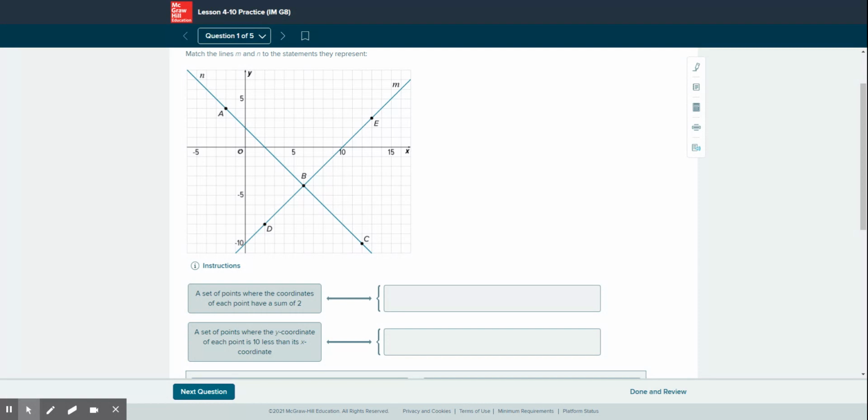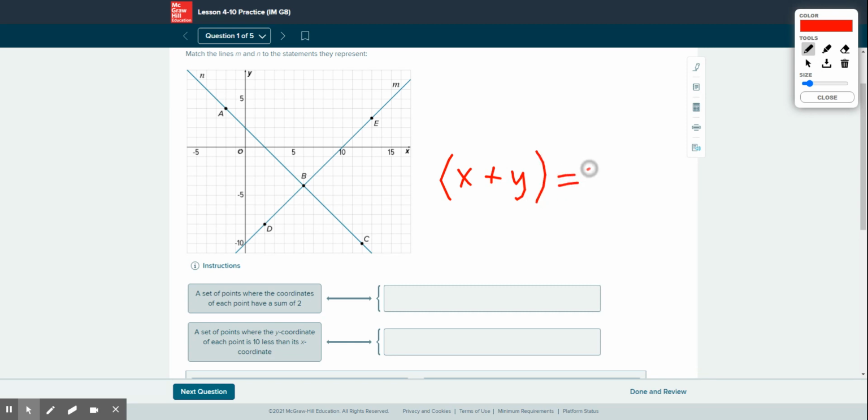A set of points where the coordinates of each point have a sum of 2. What we're talking about here is we want to make sure that the sum of the coordinates is where we get x plus y is equal to 2. The other one says a set of points where the y coordinate of each point is 10 less than its x coordinate. So the other one that we're looking at is a y coordinate that is 10 less than the x coordinate.